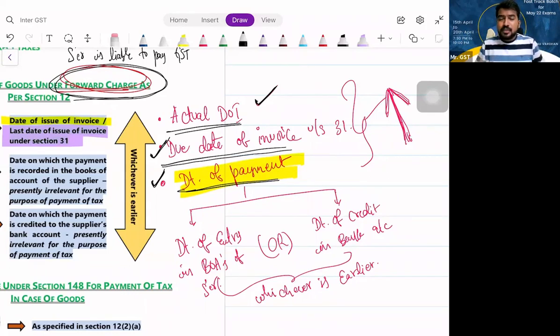Sir, what is date of payment? Date of entry in the books or date of credit in the bank account, whichever is earlier.